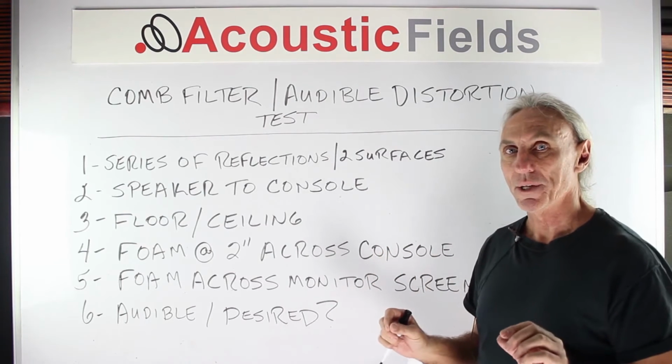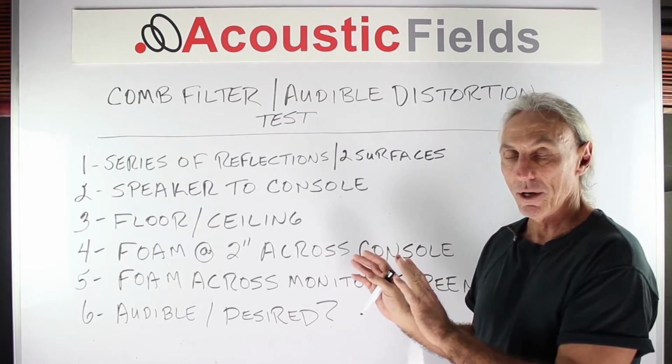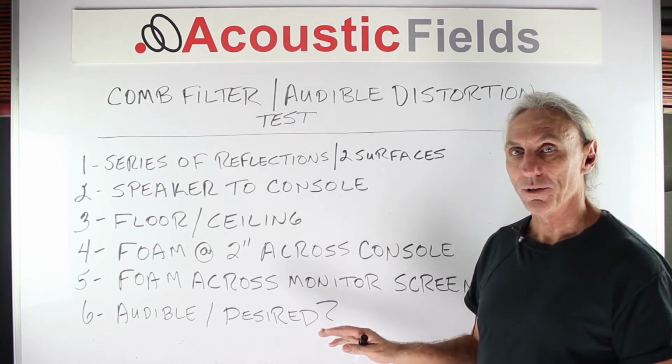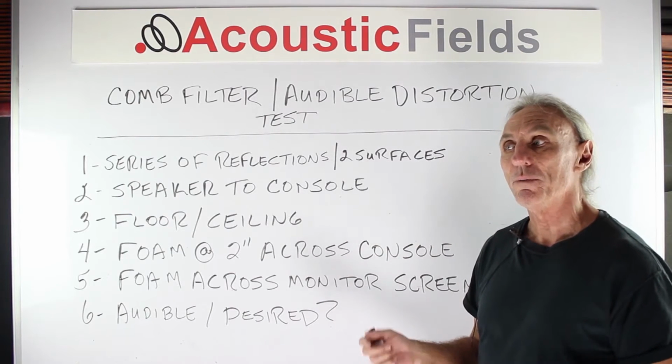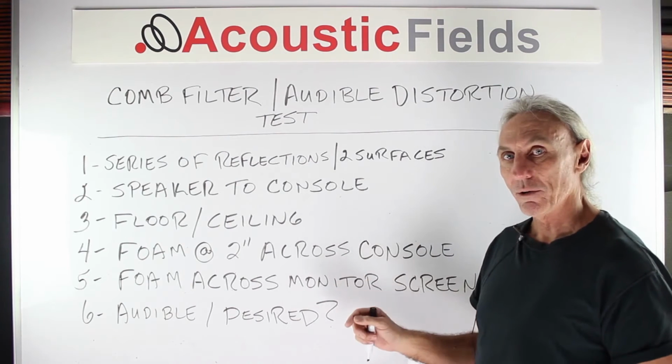So I want you to do a little test, so you don't have to take my word for it. You can hear the audible distortion yourself. Take a 2-inch piece of foam and lay it across your console. If you don't have a piece of 2-inch foam, call me. I'll send you one. Okay, let's lay that across the console.